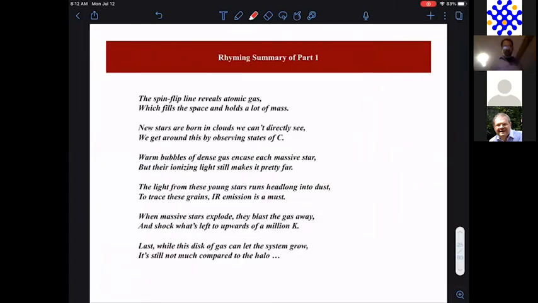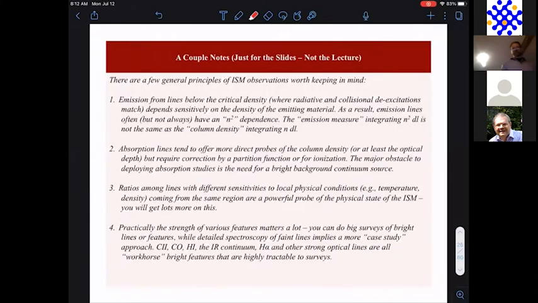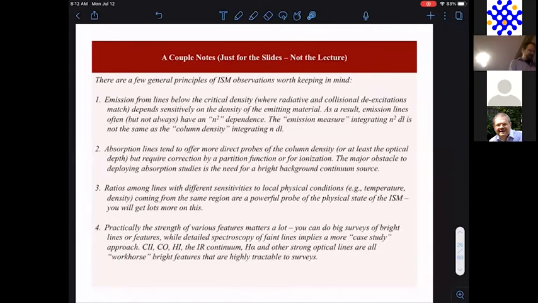I'm not going to read this now, but if you want a mnemonic to summarize the parts of this part of the talk in rhyme, I provided a rhyming summary of part 1 here. And I've also put a couple of notes here on how to think about some of these diagnostics. If we were doing a full-on class, I think these things are worth a lecture each, but this would just eat too much time to go through the details of all of this. So I just put a note or two on the slides here.